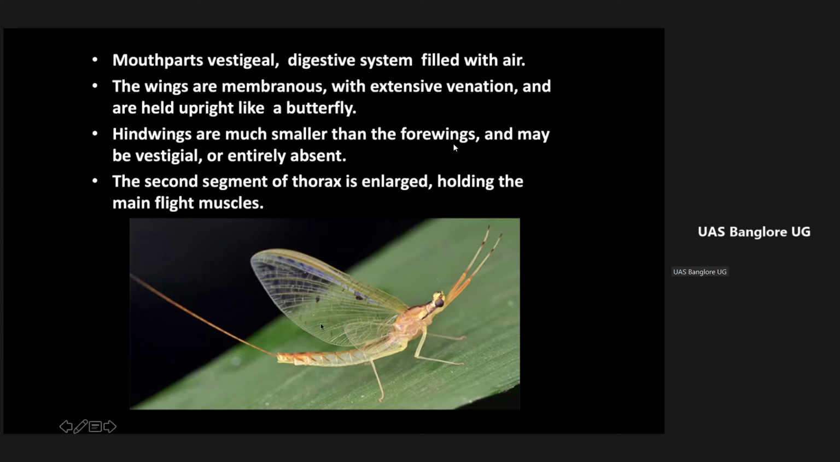The four wings are membranous. The hind wings are smaller, and the wings are held upright like butterflies. That is how you can easily identify this insect. The second segment of the thorax is enlarged and holds the flight muscle, because as soon as they emerge out of the water they need to fly. So they have strong muscle, and also long tails. They have a pair of cerci.